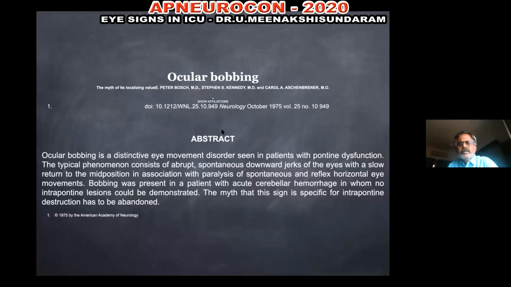And ocular bobbing, again quoting a very old article: the myth that this sign is specific for intrapontine destruction has to be abandoned. It's not just the pons, though it is definitely a pointer to pons involvement. It can occur with other lesions.